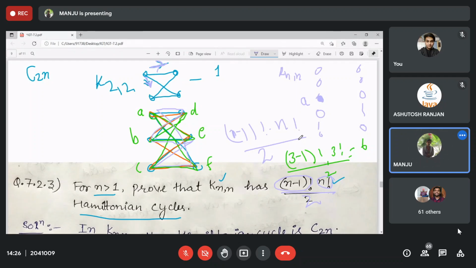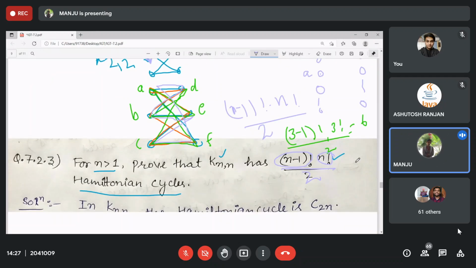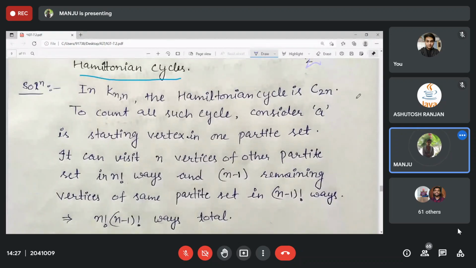Okay. Or you can just take it like that. This vertex has how many ways? N ways, right? Then the next vertex has, if one is fixed, n minus 1 ways, then n minus 2 ways, and so on, right? Then we have to visit out of these also, right? So the complete solution is written over here.